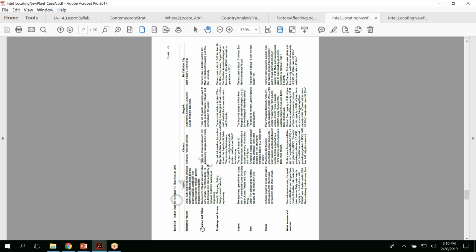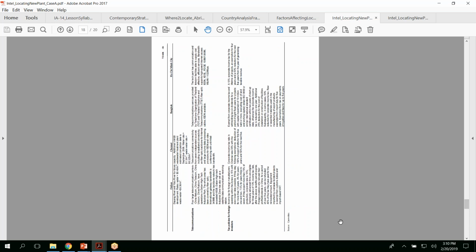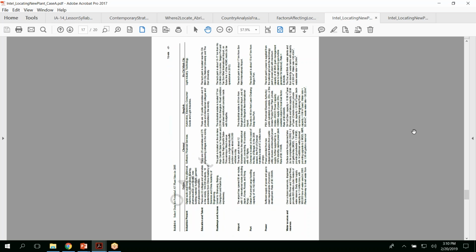And here we have industries present, education and talent, roadways and access, airport, port, power, water sources and reserves, telecommunications, trade policy for foreign investors. I will tell you that when you look at Exhibit 6, sometimes it's hard to tell, right? They talk about the airports, they describe them. It's hard to tell which one's more advantageous than others. Some things are easy to tell, though. For example, the power, it actually has here.